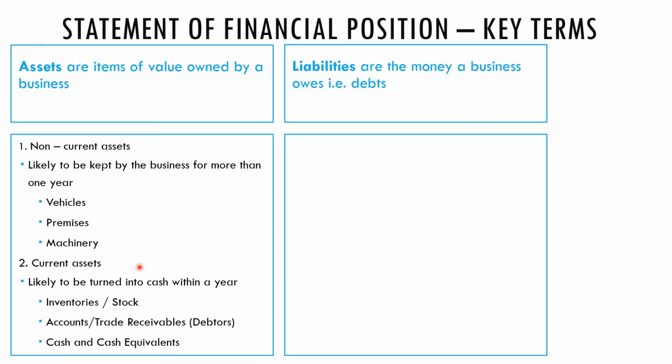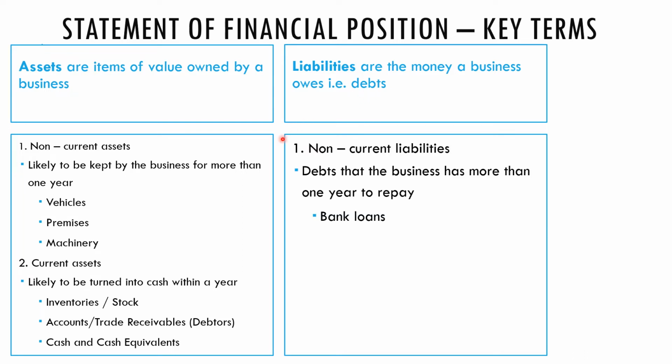The next category is liabilities. Liabilities are the money a business owes, for example, its debts. And again we have two categories. The first being non-current liabilities, so the debts that the business has more than 1 year to repay. For example, a long-term bank loan, maybe it's got 15 years to pay that. That's non-current, it doesn't have to be paid currently within a year. It's non-current, they have more than a year to pay it.